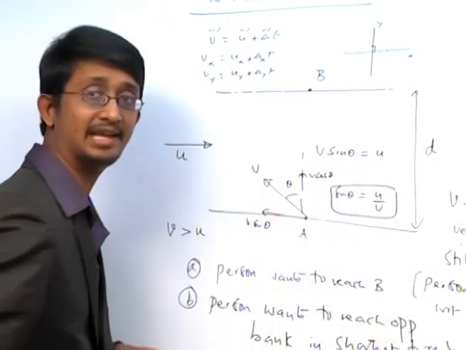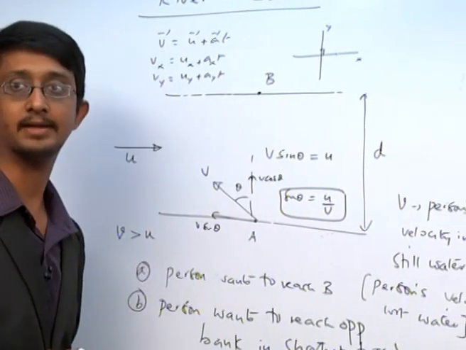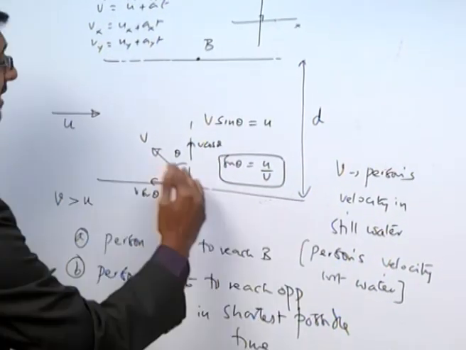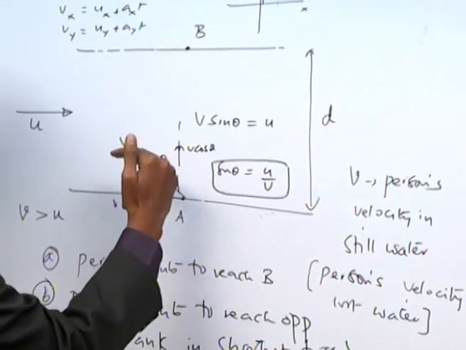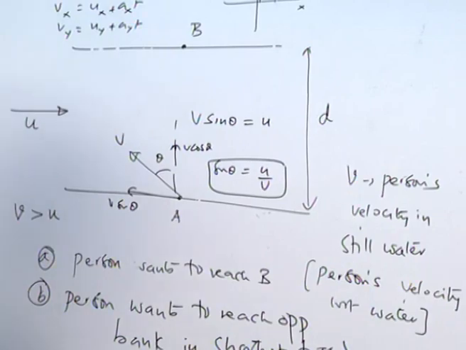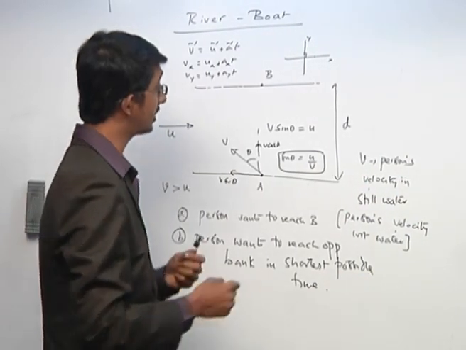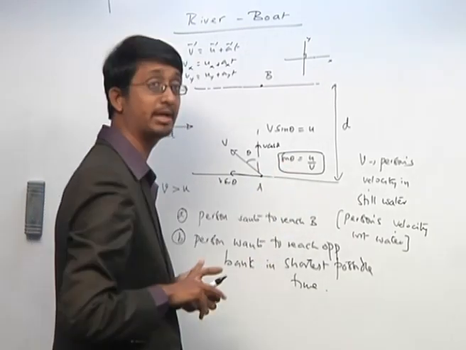So if he swims at this angle, he will directly reach the opposite bank. Okay, is that clear? So the idea is he will swim at an angle, a component of his velocity nullifies or cancels the reverse velocity, the other component will enable him to cross the river. This is the idea. So he must swim at an angle given by sine inverse u by v.